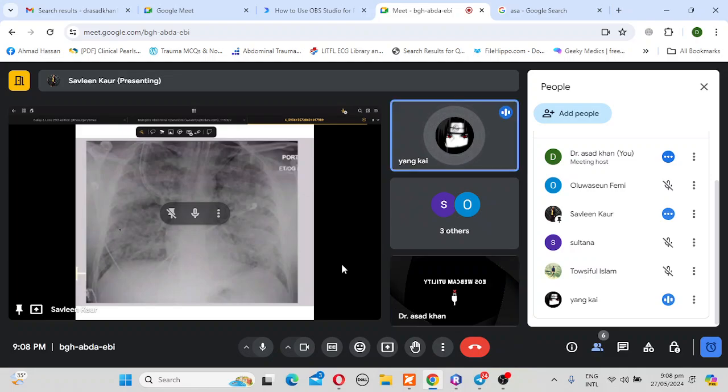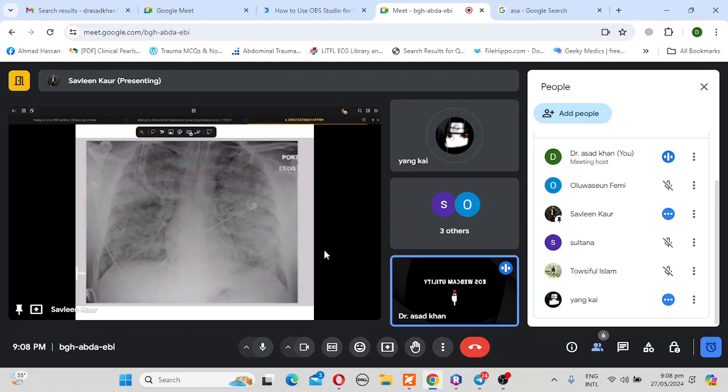Okay, so this is a plain X-ray of the chest showing diffuse bilateral opacities in the right lung field. Okay. So, can you define ARDS?